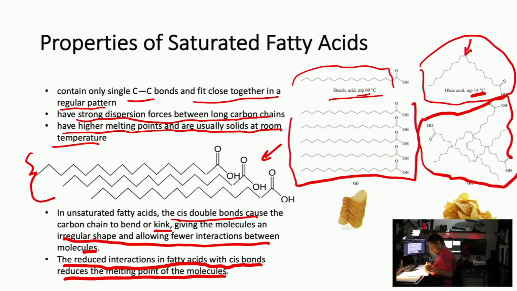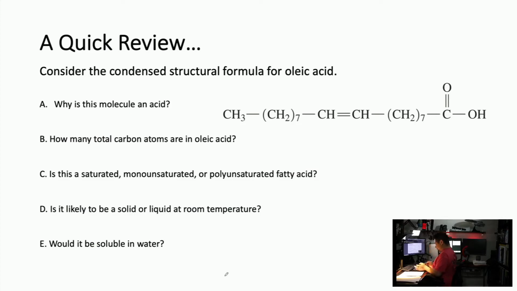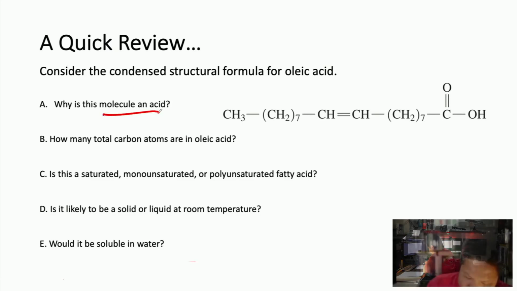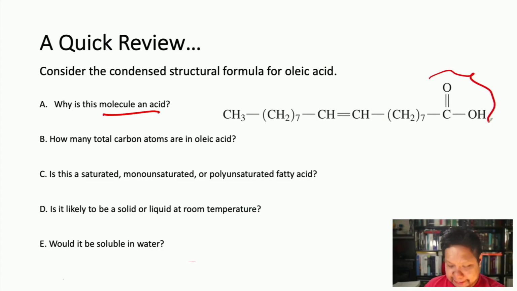So let's do a really quick review about fatty acids. Again, we'll use oleic acid again as our example. Why is this molecule an acid? Well, it's an acid because it has this right here. Right? It has the carboxylic acid right there. And remember, at physiological pH, that carboxylic acid is normally in the carboxylate form. Right? It's lost its proton. Okay? How many carbons does oleic acid have?